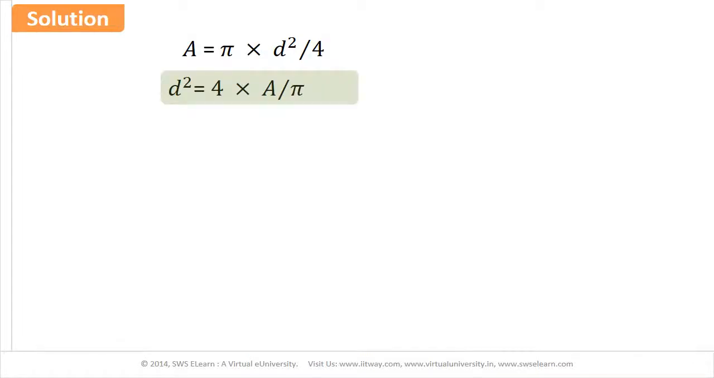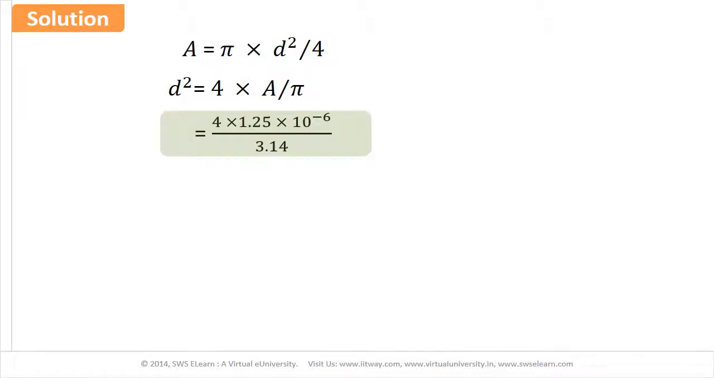d square is equal to 4 into area divided by pi, and that is equal to 4 into 1.25 into 10 raised to minus 6, and the whole divided by 3.14. And that gives us d square equal to 1.59 into 10 raised to minus 6.